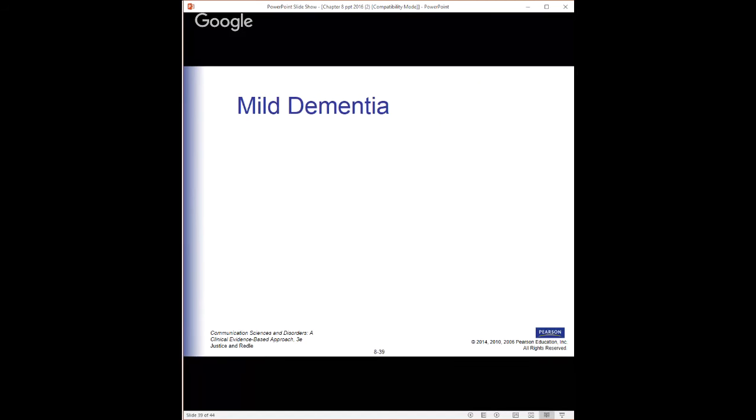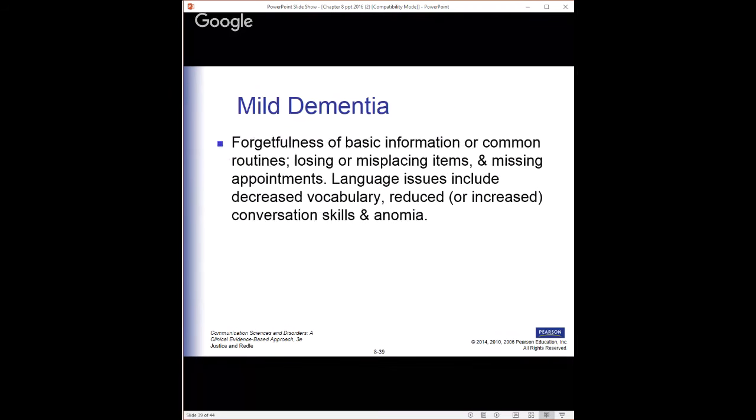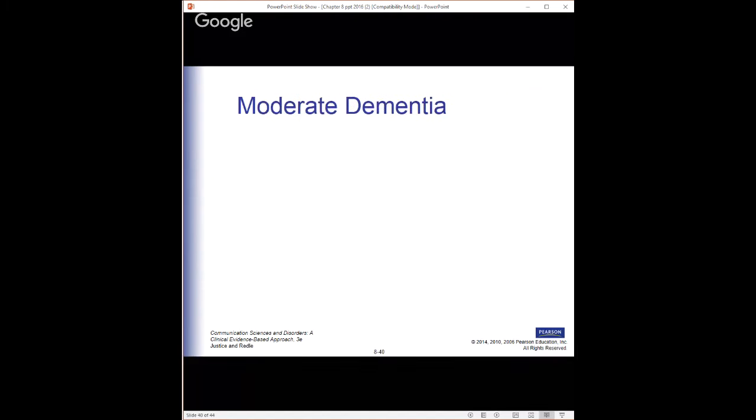Different levels of dementia. The first one is mild dementia, where forgetfulness of basic information or common routines is present. People may lose or misplace items, and they might miss appointments. Language issues include decreased vocabulary, reduced or increased conversation skills, and anomia. Language comprehension, pragmatics, and motor skills are preserved.